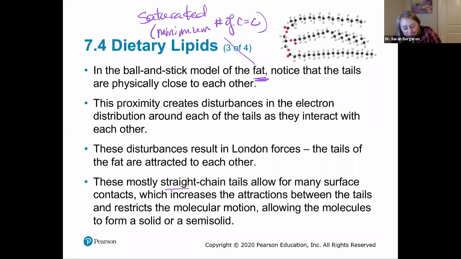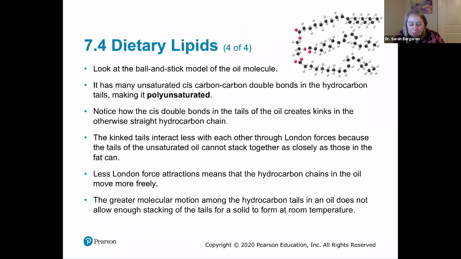So the mostly straight chain tails allow for more contacts. The more contacts you have, the more attraction you have. And so therefore you have a solid or a semi-solid, depends. But they're more solid. If you look at, on the other hand, the oil molecule, right? Oil is unsaturated. It has many carbon-carbon double bonds, right?